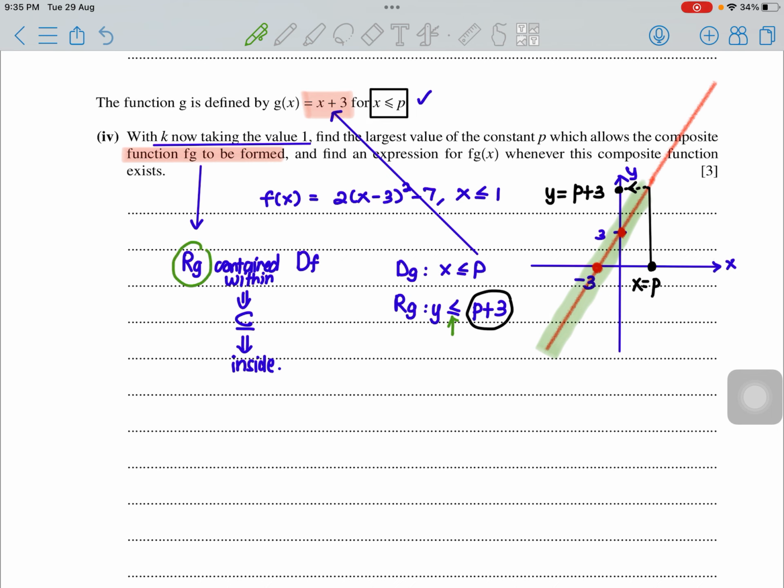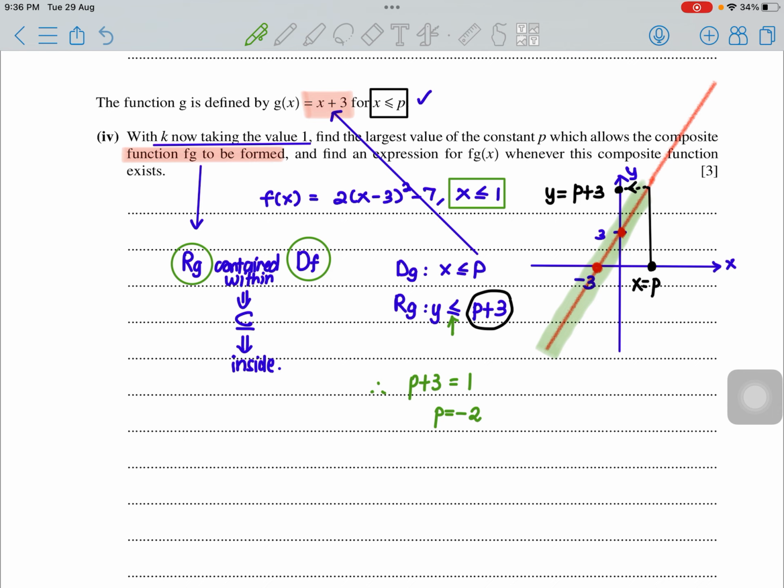We are done with the range of the g. Now we need to find the domain of the f. Do I have the domain of the f? Yes, it is already given to me. Okay, and they are saying it has to be less or equal to 1. So what will you do? You should be able to write a statement as p plus 3 equal to 1. p is equal to minus 2.